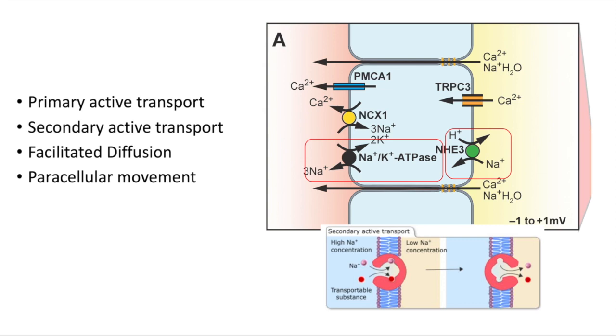Facilitated diffusion is the term given to describe transport via ion channels and uniporters, like calcium here. Paracellular movement is the movement occurring through the spaces between cells in the nephron. They may be driven by concentration, osmotic or electrical gradients, like the calcium here.